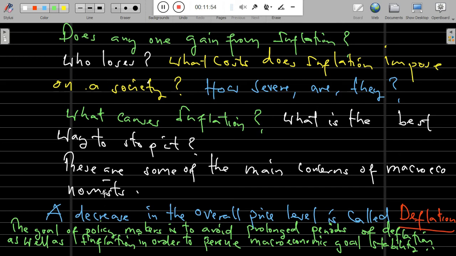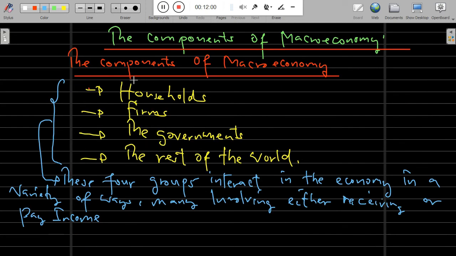Let's come to the components of the macroeconomy. These components include the households, the firms, the government, and the rest of the world. These components determine the circular flow of national income. These groups interact in the economy in a variety of ways involving either receiving or paying income. So the circular flow of national income shows clearly this interaction between these components of the macroeconomy.